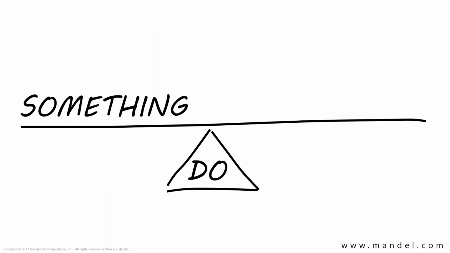Maybe that's to change their behavior or implement new ways of doing things. Maybe it's to approve, fund, or support something. Maybe it's to solve a problem or act on an opportunity. The challenge is most people in business, rather than make a decision, would prefer to do nothing.